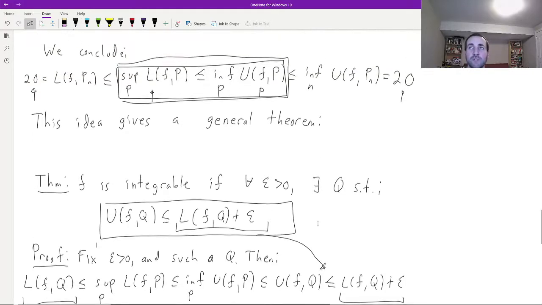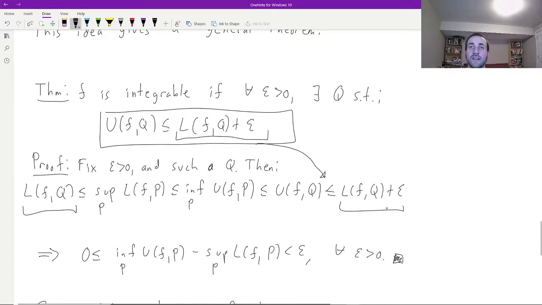Why is that true? Well, we're just going to repeat this sandwich inequality here, except of course we don't have the 20 on either side. So that is, we have L of f Q is certainly less than the supremum of L of f P's, right? Of course, a particular partition is less than the supremum for all partitions. By the first theorem that we wrote down, L of f P is always less than U of f P. So this supremum of the lower bounds is less than the supremum of the upper bounds, which of course is less than the upper bound for the particular partition Q. And then by this assumption, it is less than L of f Q plus epsilon.